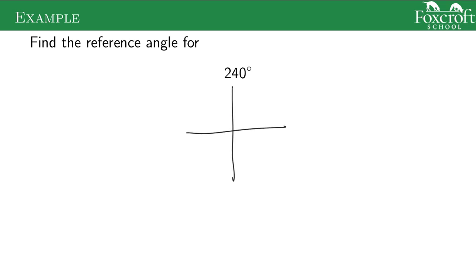First, I have to draw 240. 240 is between 180 and 270, so it's going to be in quadrant 3. All right, so this is 240. The reference angle is this black arc.